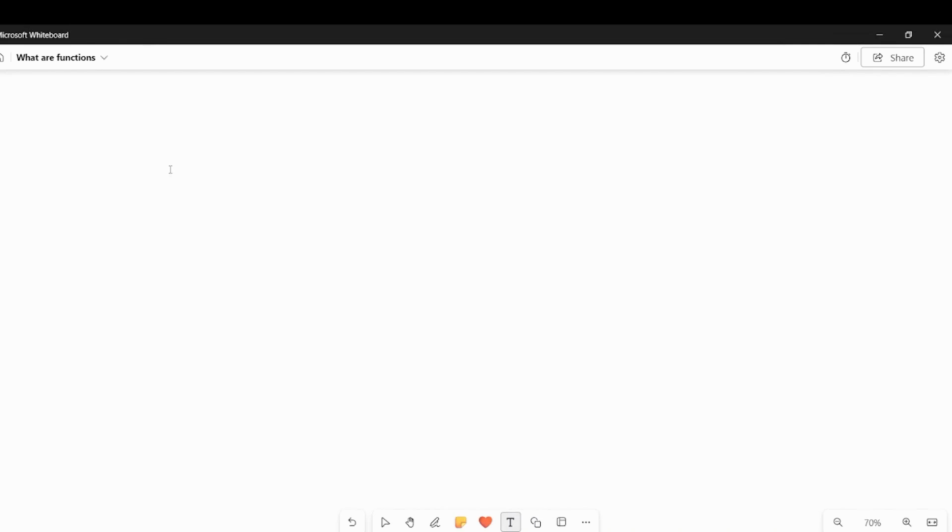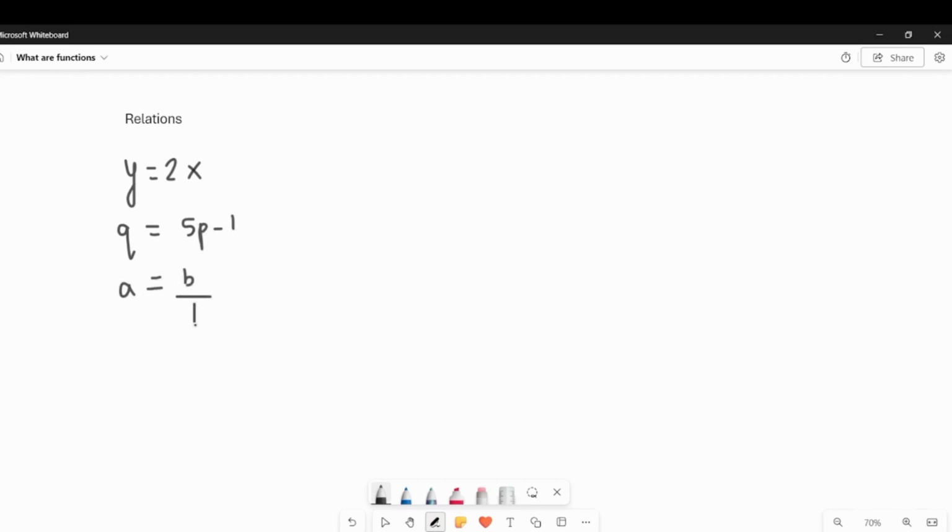But before doing that, we need to understand what are relations. So let me give you some examples. y is equal to 2x, q is equal to 5p minus 1, a is equal to b divided by 10, and many such equations are nothing but relations.